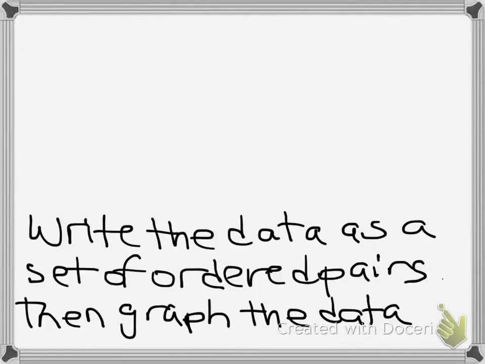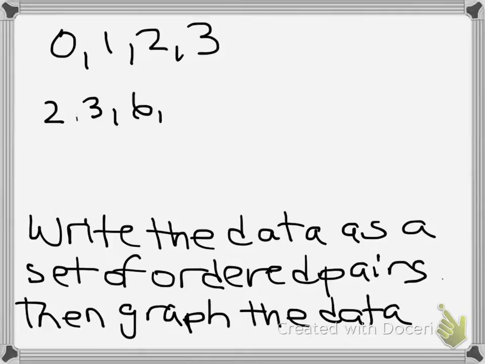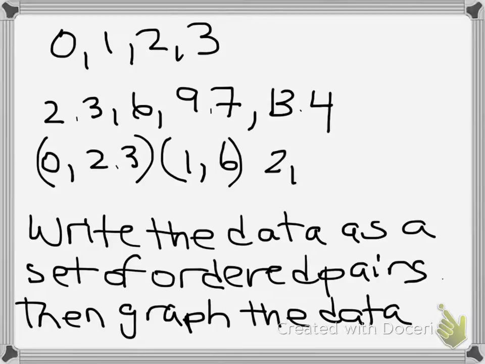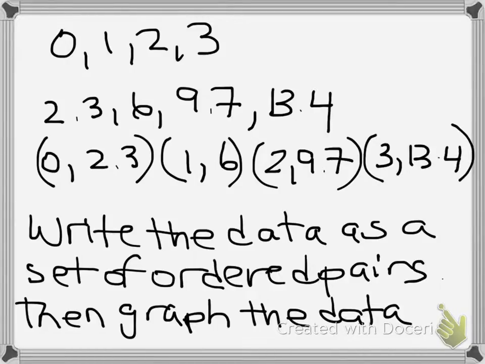Now we're going to write the data as a set of ordered pairs and graph it. So if it's a set of ordered pairs, we're going to think about our x coordinates, which were 0, 1, 2, and 3, and our y coordinates, which were 2.3, 6, 9.7, and 13.4. And we're going to put them together as ordered pairs. So 0, 2.3 goes together, 1, 6, 2, 9.7, and 3, 13.4. And that is what we're going to graph on the next graph.